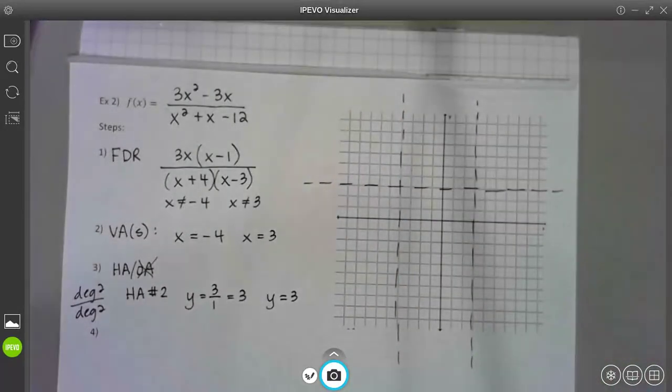Now, guys, sometimes your HA could be the line 1.5. It could be the line 1.25. It doesn't have to be a whole number. It's whatever the ratio of those leading coefficients is going to be.